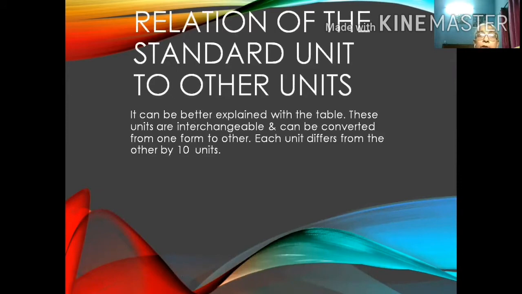Now, the relation of the standard unit with the other units can be better explained with a table. These units are interchangeable and can be converted from one form to the other. Each unit differs from the other unit by 10 times. Now, this is the standard unit. The standard unit of mass is gram, length is meter, m, capacity is liter, L.